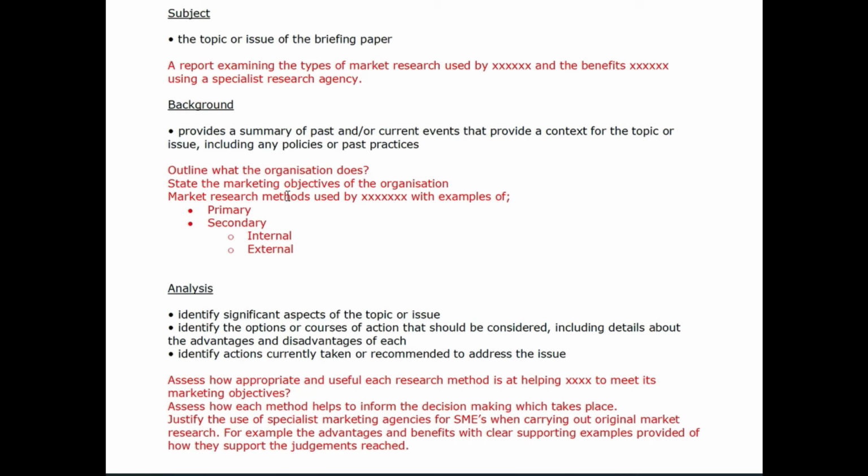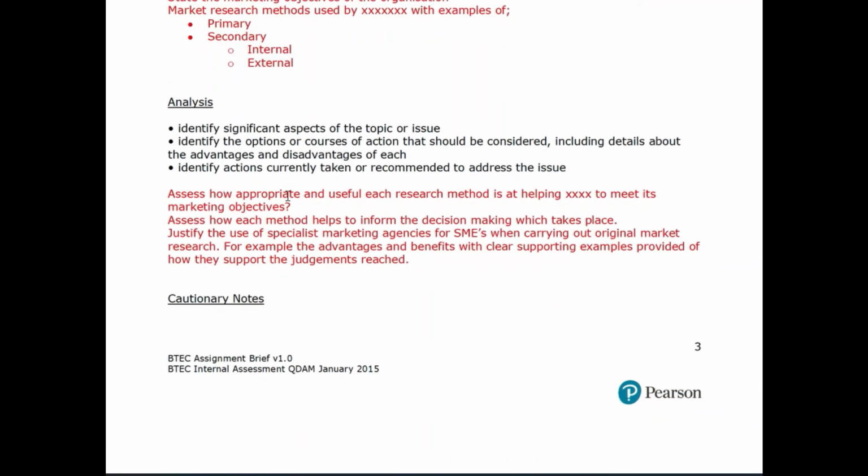See how I've done that? You're getting your knowledge in there. You're playing a little bit of a game for the examiner. At this point here, though, you are literally just setting out what they use. You're not doing any analysis here, because look at the next section.